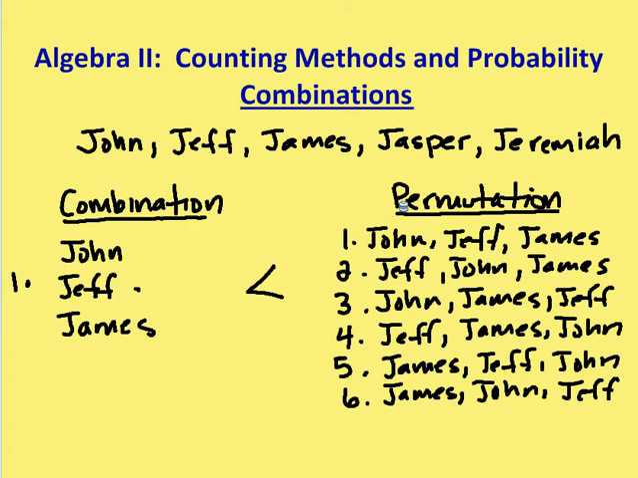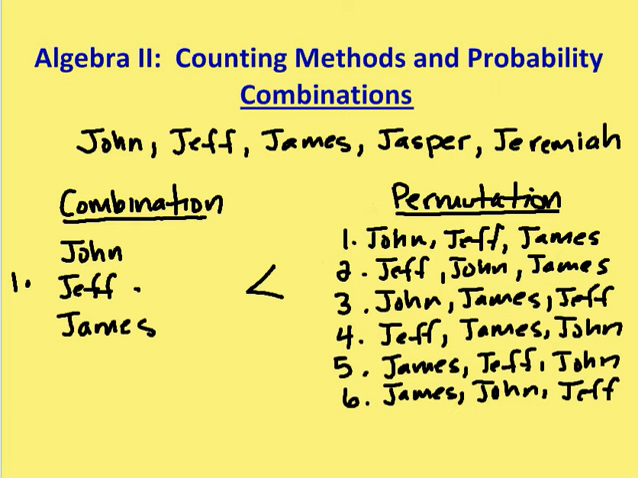Now, when we talk about permutations, order matters in this one group of people. And I can rewrite these 3 names in 6 different ways. They can come in 6 different distinct outcomes. So John, for example, could come in first, Jeff could come in second, and James could come in third. Or Jeff could come in first, John in second, James in third. Or John in first, James in second, Jeff in third. So when order is important, we can see that there are more permutations than there are combinations. In this case, the ratio is going to be 6 permutations to 1 combination.